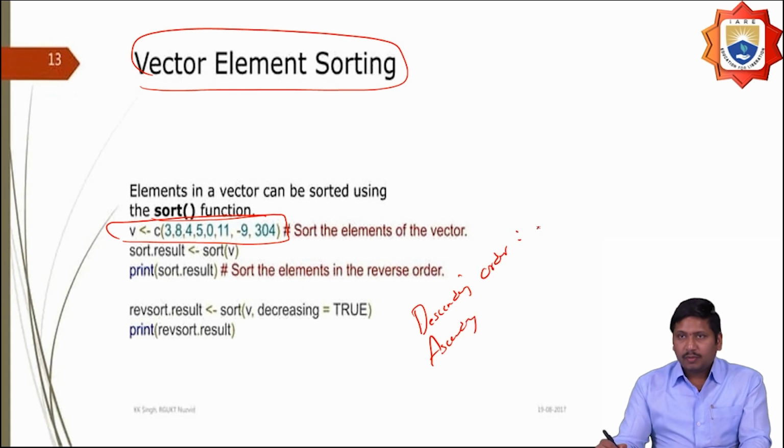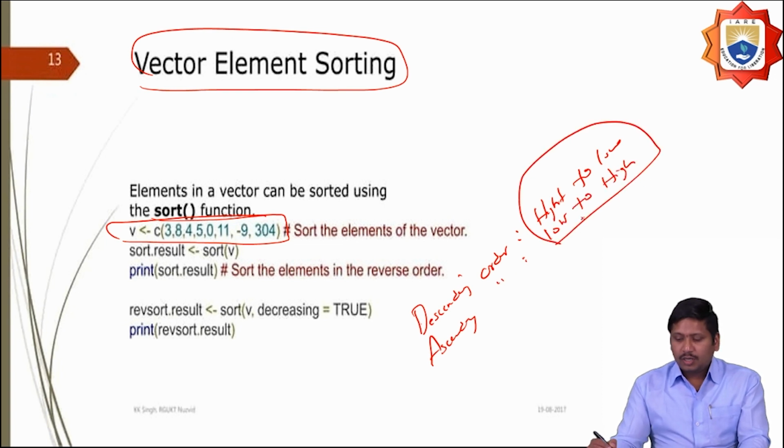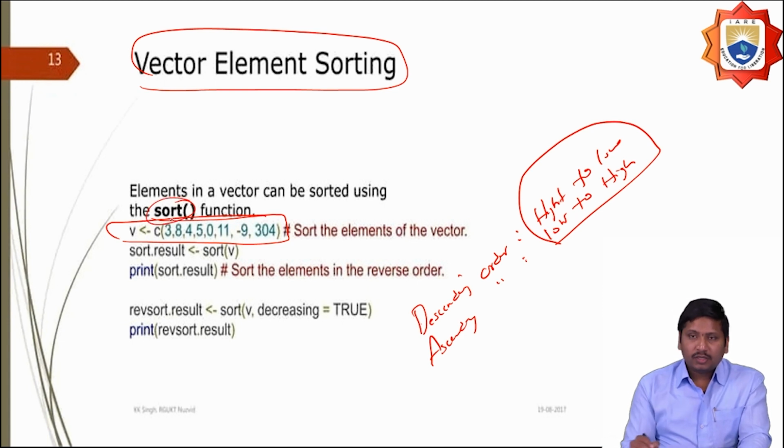So I can represent it from high to low for descending order, and for ascending order it should be low to high. Like this I can represent it. So we're going to have a method called sort, where the elements are sorted in either ascending or descending order.